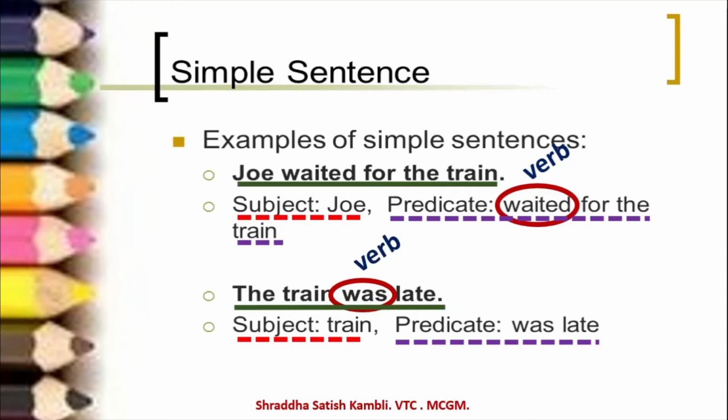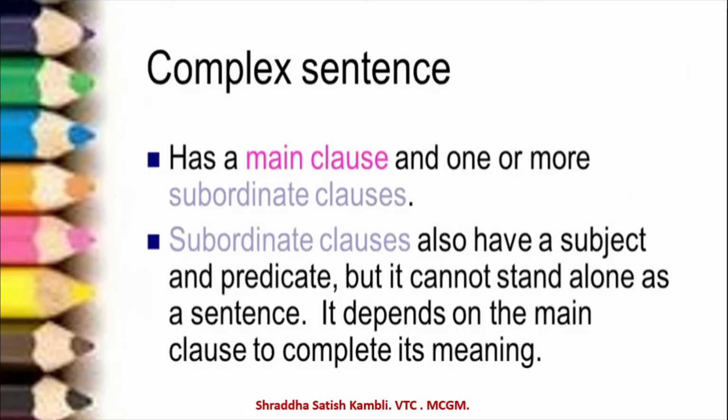Remember, the verb is part of the predicate. Alright? So these were examples of a simple sentence for you. So as the name suggests, simple means not complicated at all, not having too many factors. Okay? Let us now move on and let us see the next kind of sentence, which we will term as a complex sentence.